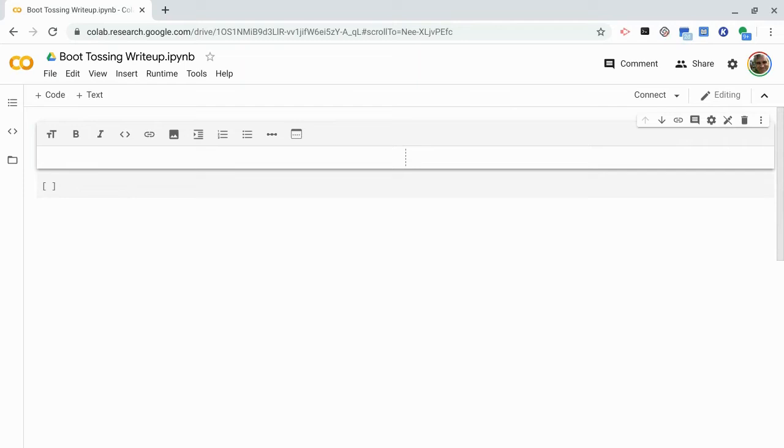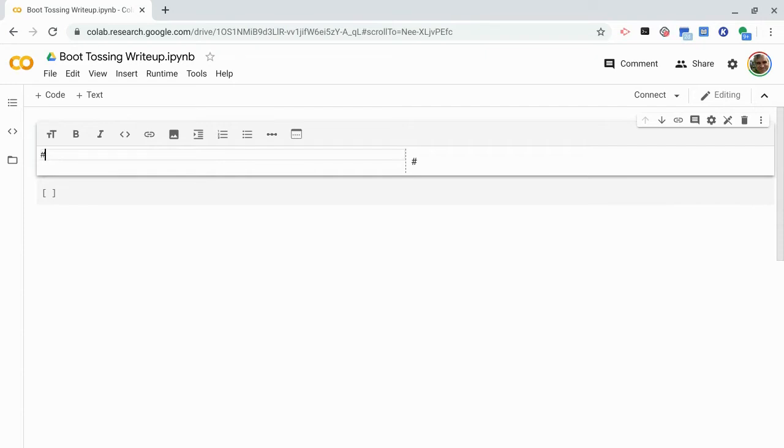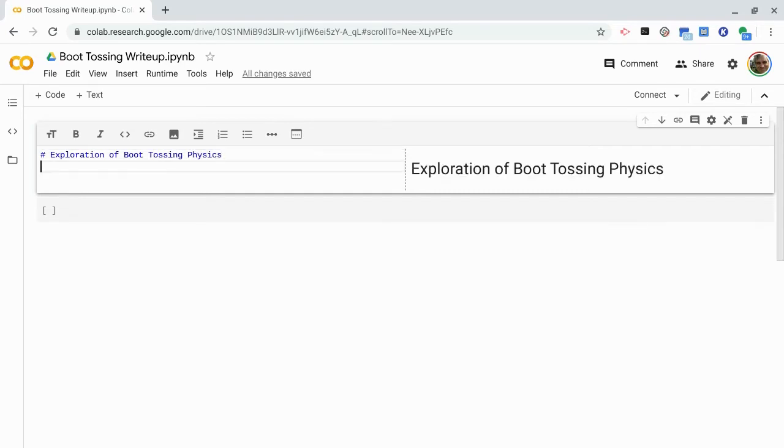Now, at the beginning of my document, I'd like to have a title. So in this editor, you create a title by typing a hashtag, a space, and then the title of your document. This is different from the name of the file. This is just a title to introduce my work. Exploration of boot tossing physics, I think, sounds good. I press enter and I go to a new line. So you can see on the right-hand side, I've got a nicely formatted title for my write-up.